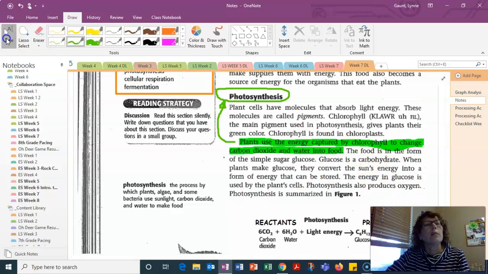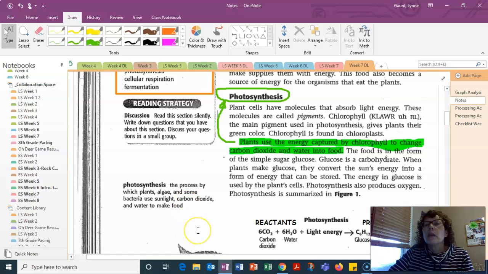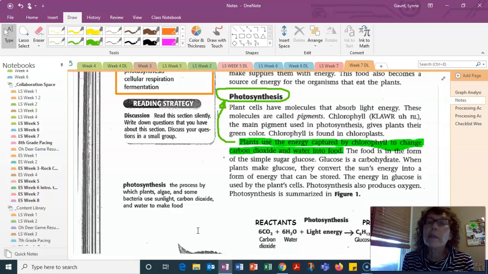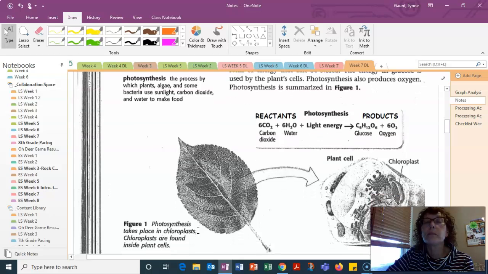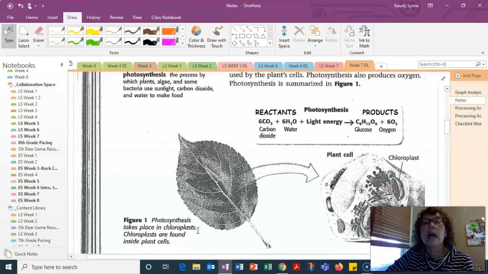Go back and click the type tool. The food is in the form of a simple sugar called glucose. Glucose is a carbohydrate. When plants make glucose, they convert the sun's energy into a form of energy that can be stored. The energy in glucose is used by the plant's cells. Photosynthesis also produces oxygen. Photosynthesis is summarized in Figure 1. Okay, let's go down to Figure 1. Okay, this tells us a lot of stuff here.